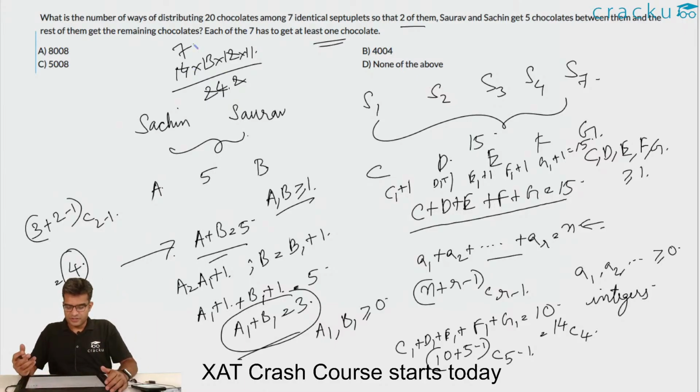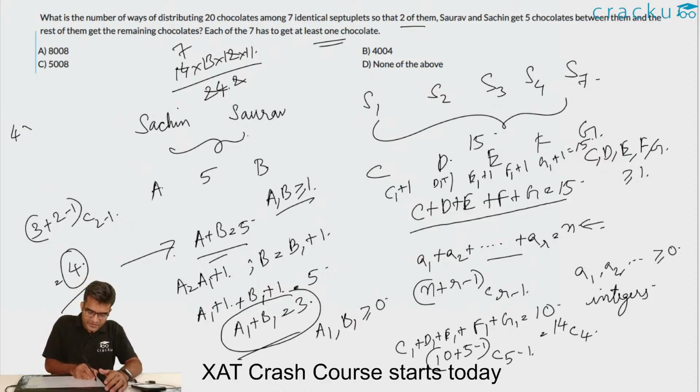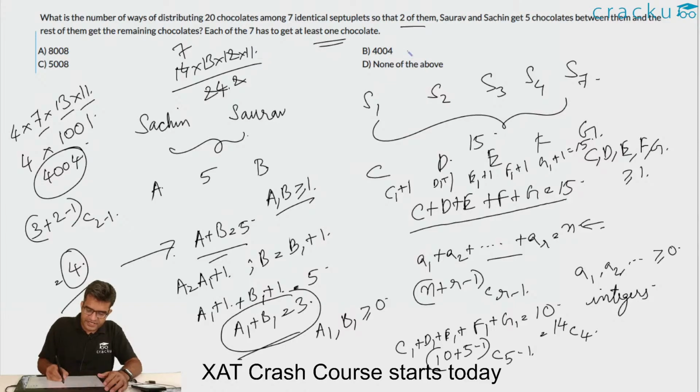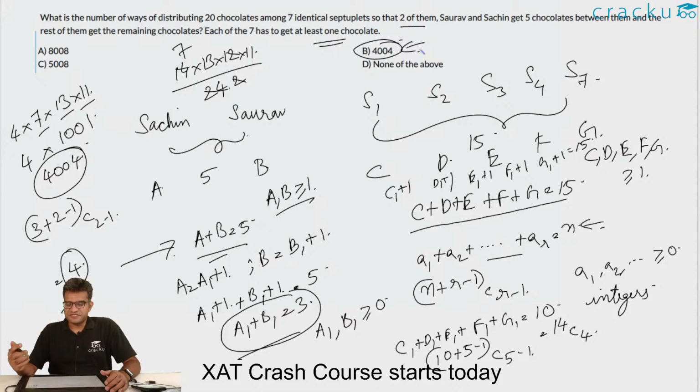Overall, the total number of solutions will be 4 into 7 into 13 into 11. We know the value of 7 into 13 into 11: this is equal to 1001. So this is 4 into 1001, which is 4004. So the correct answer is option B. Let us look at the next question.